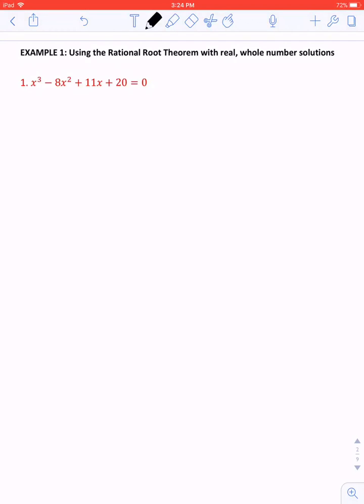Okay, we are going to use the rational root theorem. We're going to use it to factor a polynomial. And we're going to start with a polynomial that factors out with all of their zeros being real whole numbers. So we're going to keep it basic, but then we're going to increase the difficulty as we do more and more problems with the rational root theorem.